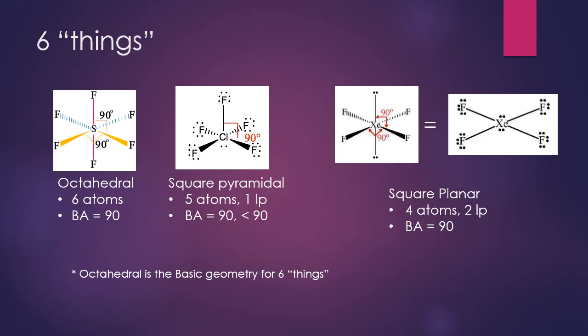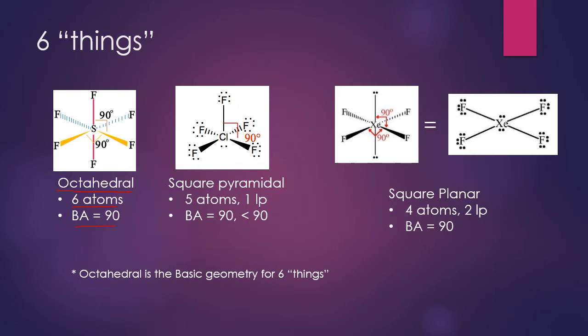The last category we're going to look at is when there are 6 things around the central atom. So the basic structure for this would be the octahedral shape. The octahedral shape is formed when the 6 things that are around the central atom are all atoms, so no lone pairs on the central atom. This makes the bond angles 90 degrees all around.